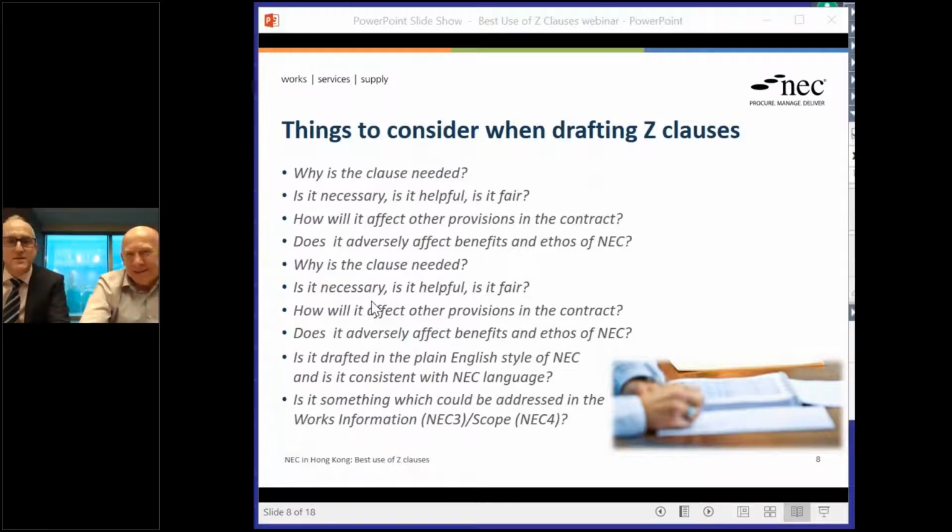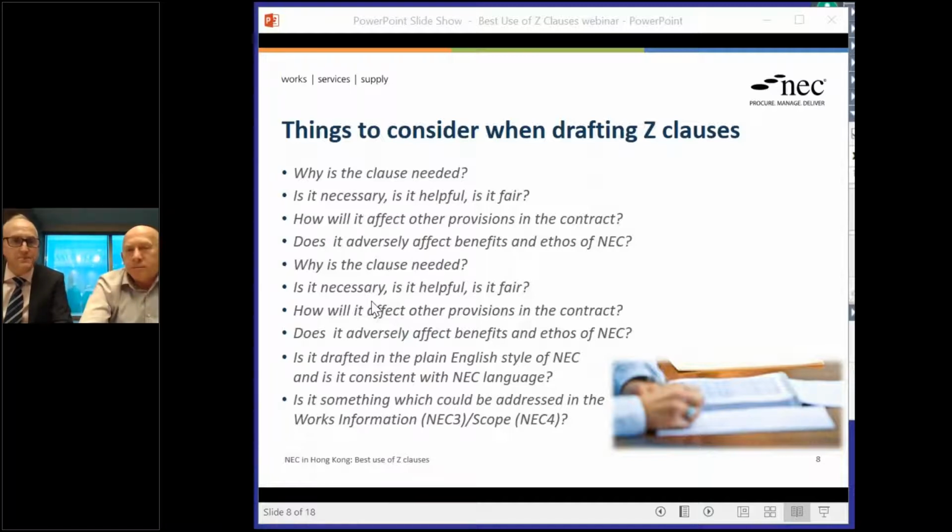Yeah. And then the third one: how will it affect other provisions in the contract? And really, a lot of these points apply to amending any contract, frankly, not just NEC. But of course, as soon as you start tinkering with existing wording or putting new clauses in, you've got to ask yourself, well, what's the knock-on effect on other provisions? And I'll maybe give some examples of that a little later to put some flesh on the bones.